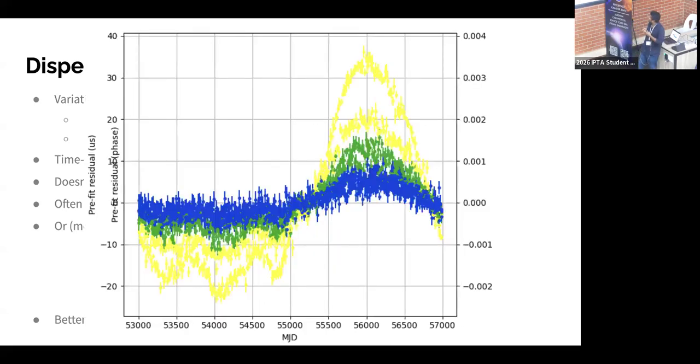So this is what dispersion noise looks like in your observations. These different colors represent different frequency bands. As you can see, the yellow and green are lower frequency, so they are affected much more than the blue, which is at a slightly higher frequency.